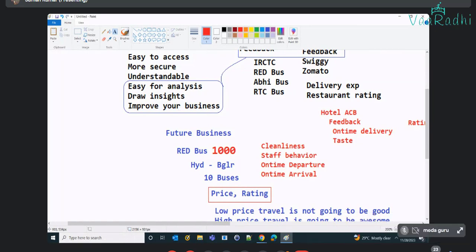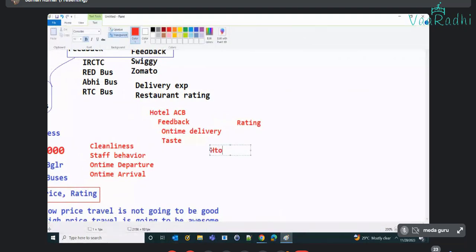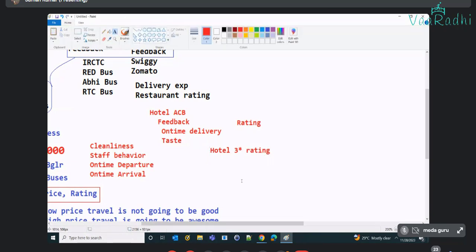Let's suppose how it helps to improve my business. Suppose a hotel was consistently not performing well, and was given some three-star rating. So what the platform guys and the hotel guys understood: if it is a manual process, I'll go and order some food, I'll eat it, I'll pay the bill, I'll come out.